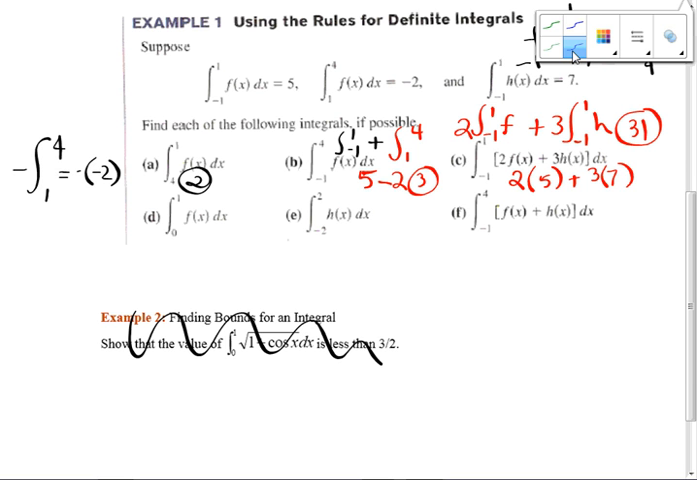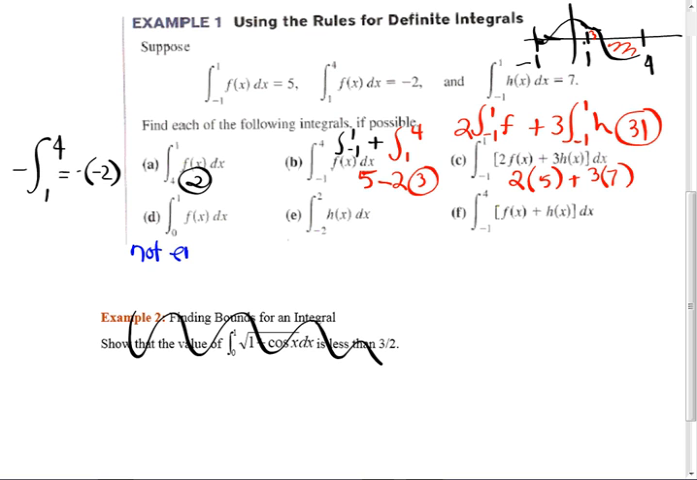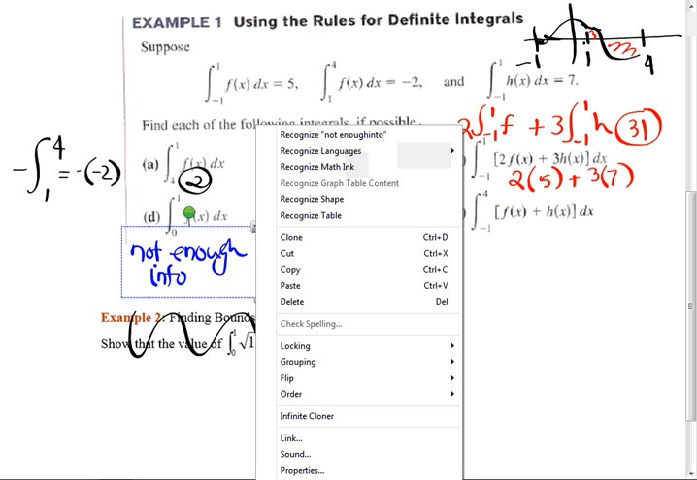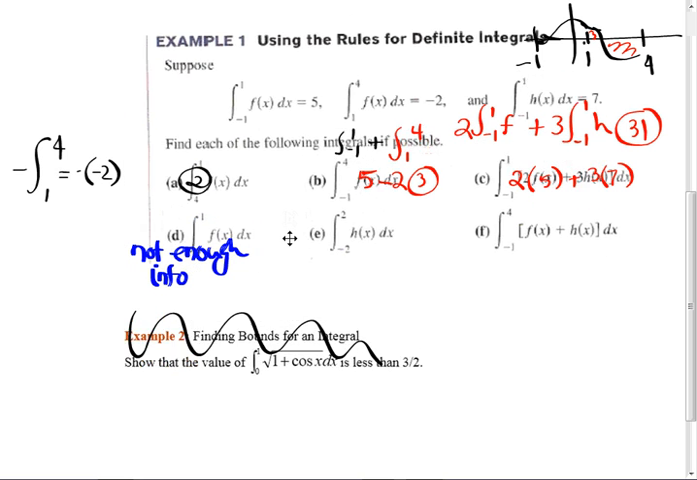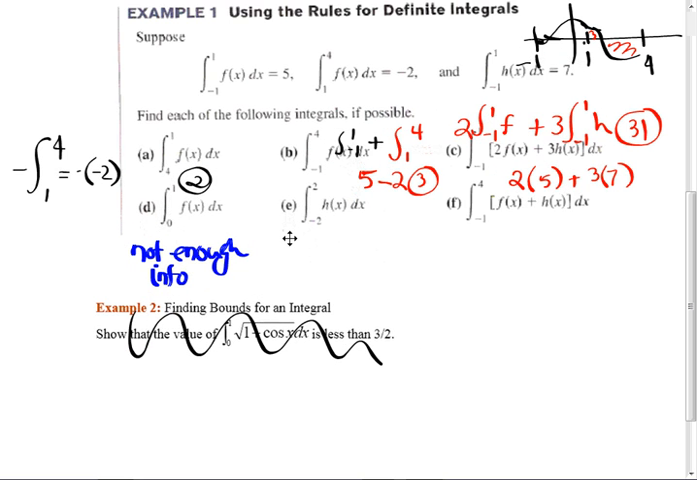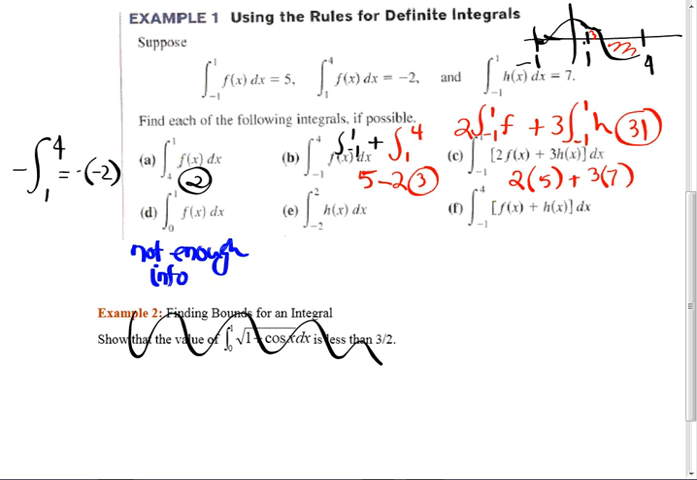What's wrong with D? You can't do it. Not enough information. If they had done something with even or odd, then that's a possibility. You would have had enough information, but right now we don't. What's E? Do you know what it is? No. Because of this, not enough information.